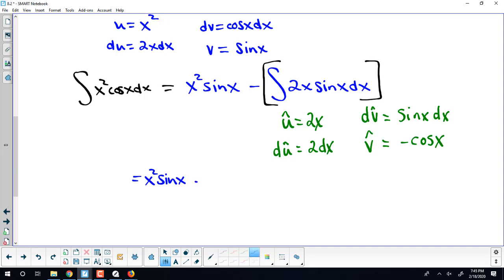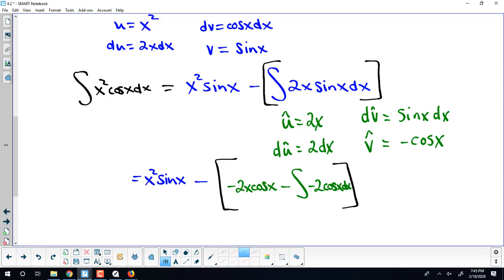So we're just going to put it out right here for a minute, and then write out this integration by parts. So we have u times v. We have a minus 2x cosine x minus the integral of v du. So minus the integral of negative 2 cosine x dx.